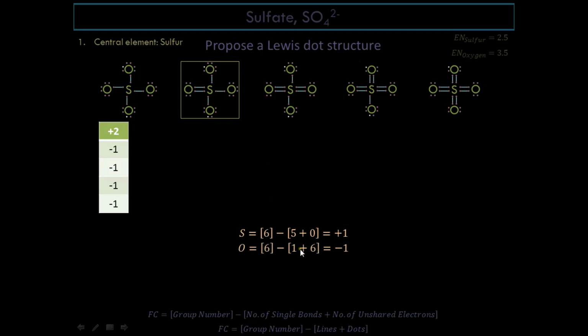This oxygen has this formal charge. This oxygen, this formal charge. This oxygen, this formal charge. And then the last oxygen, group 6 element, 2 lines, 4 dots.